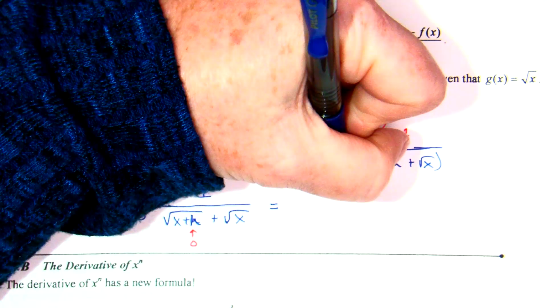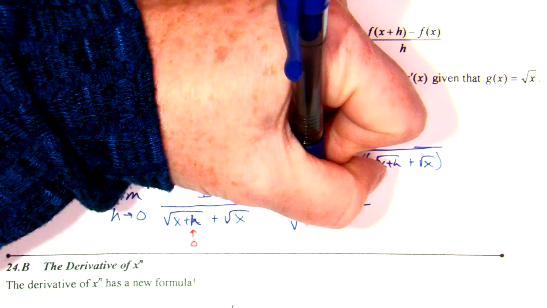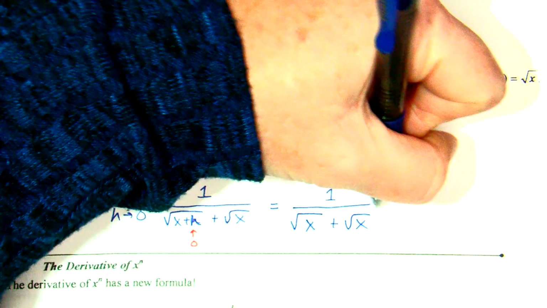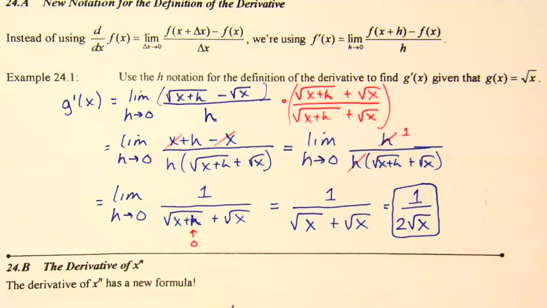So it's going to be 1 over square root of x plus h becomes square root of x plus 0, which is square root of x plus another square root of x. What is square root of x plus square root of x? 2 square root of x. Questions?